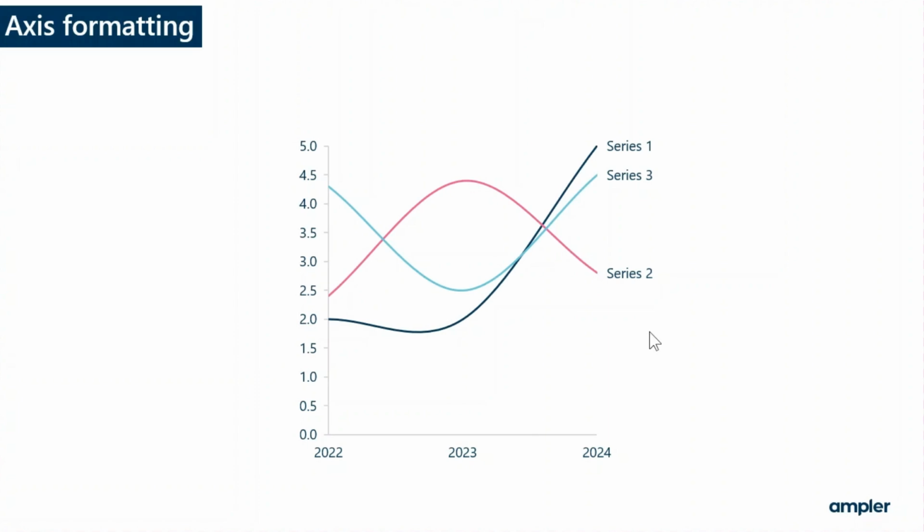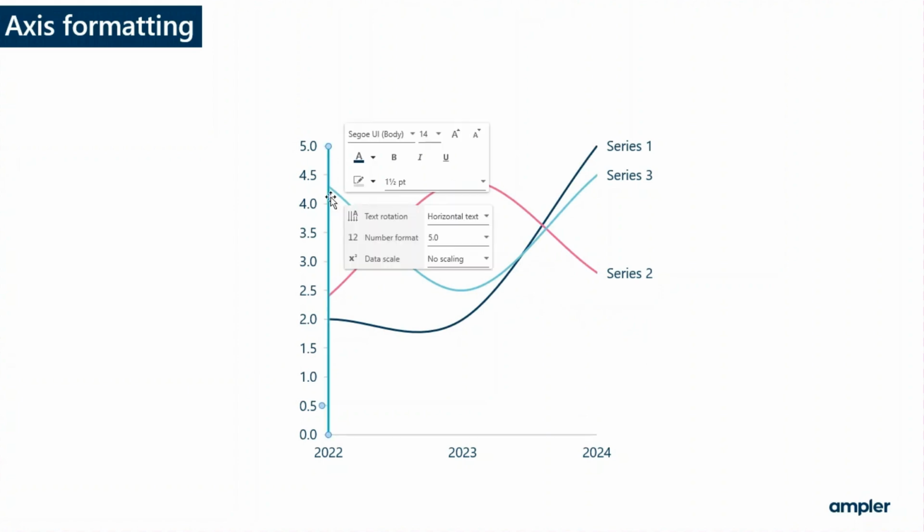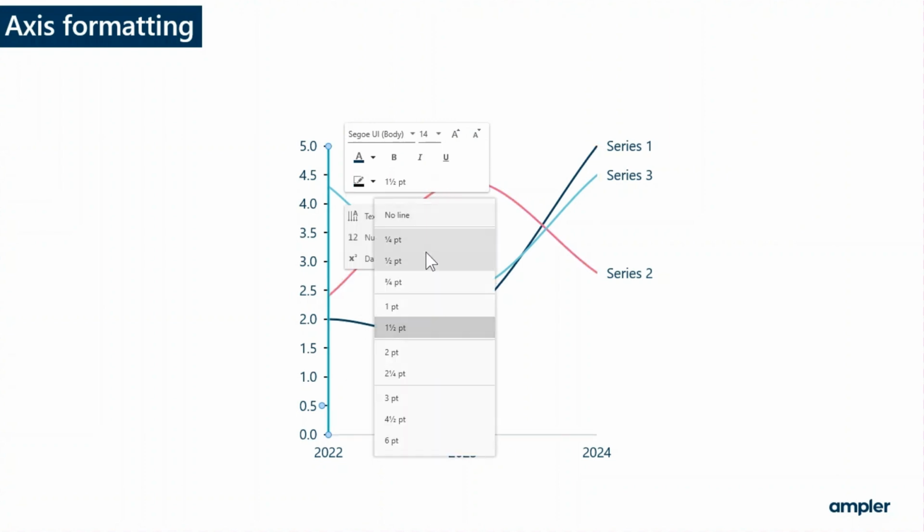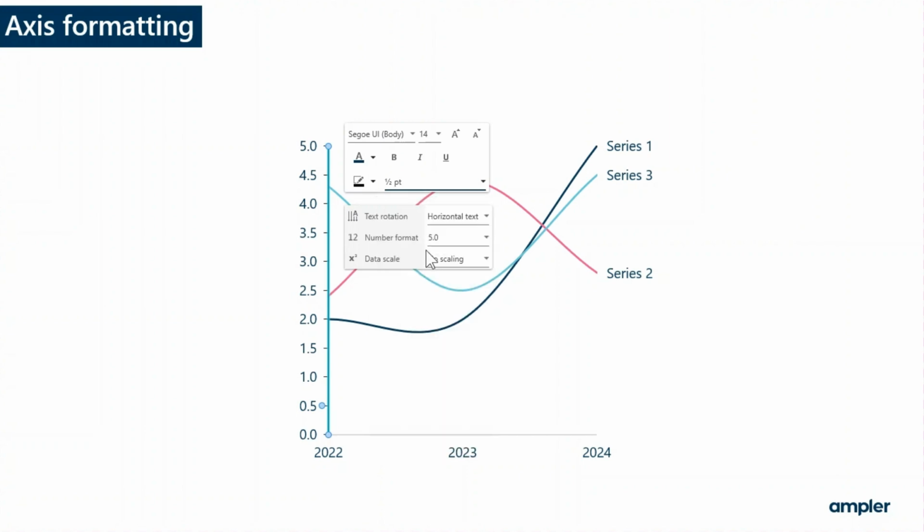Like all other elements, an axis can be formatted to your desired look. Select the axis and the format menu appears, allowing you to set the formatting of the font, the axis color, and the axis line thickness. Also, you have options of changing the text rotation, the number format, and the data scale.